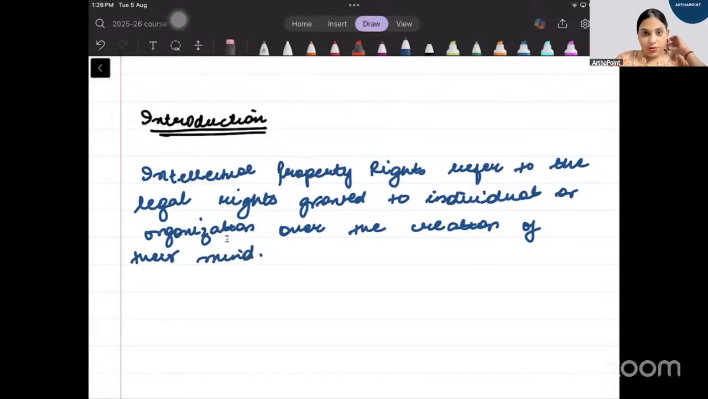प्रॉपर्टी राइट क्या होता है? प्रॉपर्टी राइट इज वॉट एवर राइट ओवर वॉट यू ओन, है ना. सो इफ आई ओन अ लैंड, वो मेरी प्रॉपर्टी है, सो आई हैव प्रॉपर्टी राइट ओवर इट. इफ आई ओन अ हाउस, it's my property, I have property rights, right? Now we are saying intellectual property right.